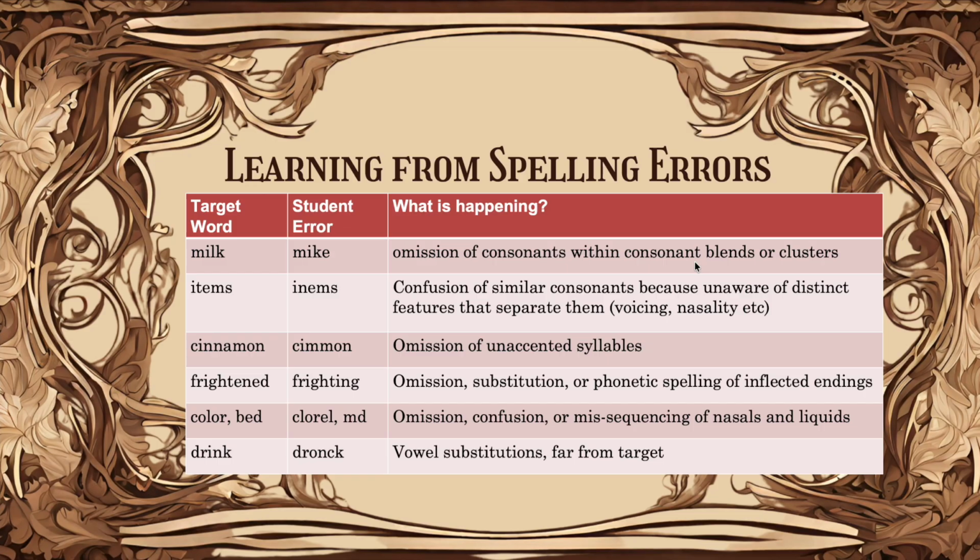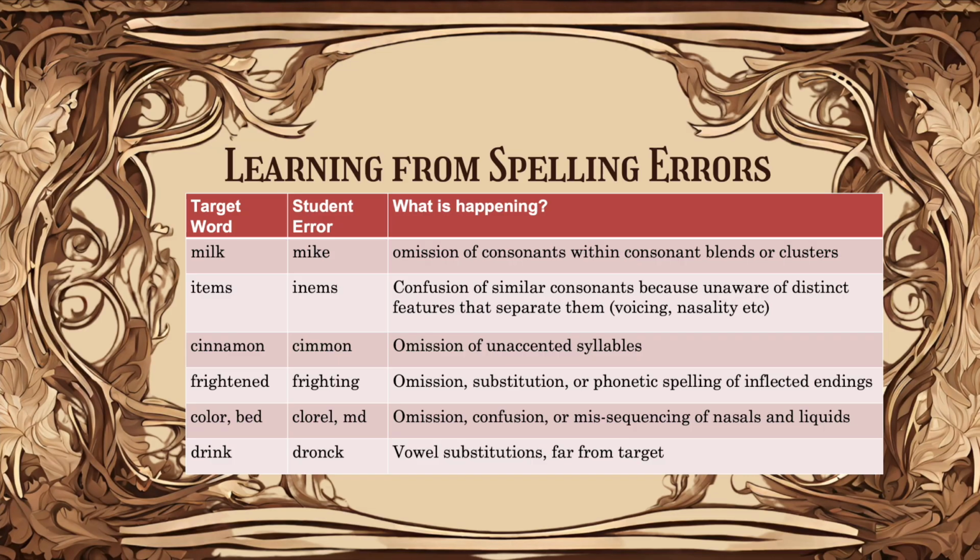Okay, so let's take a look at some more. We have milk, and they wrote M-I-K-E. So there's an omission of consonants within blends or clusters. So we're missing that consonant blend sound. So again, some segmenting work is needed. You have items with an N instead of a T. So there's some confusion of that similar articulation. T and N are right in the same column.